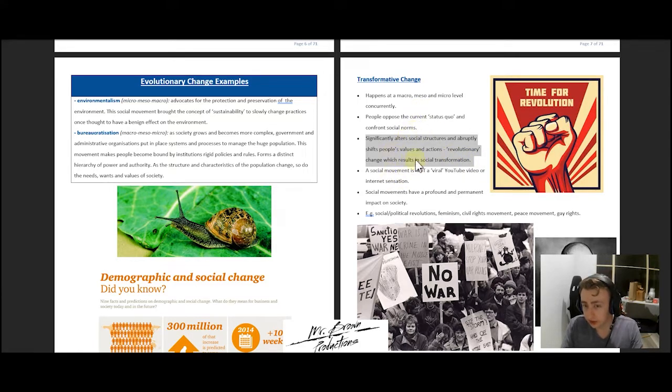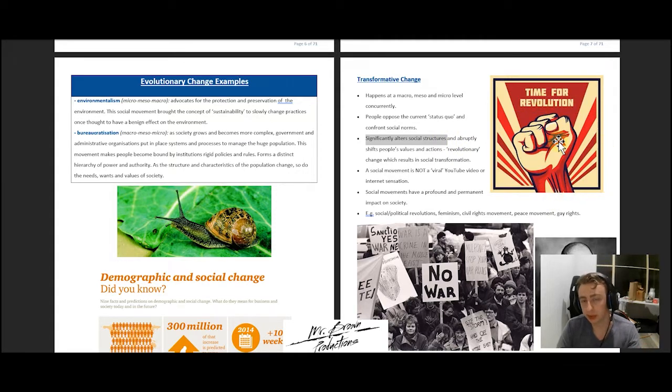This is really important because it follows into my next point. A social movement is not a viral YouTube video or an internet sensation. It is not transformative change if the latest TikTok dance video comes out and everyone starts doing it for a week. They haven't suddenly transformed society in some big and meaningful way. To be classed as transformative change, it has to significantly alter the social structure.